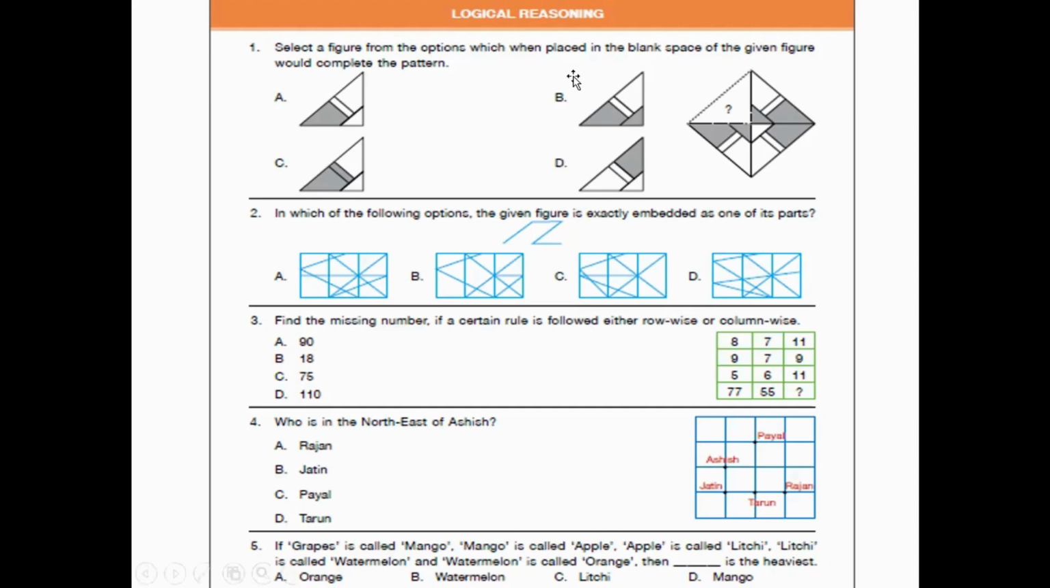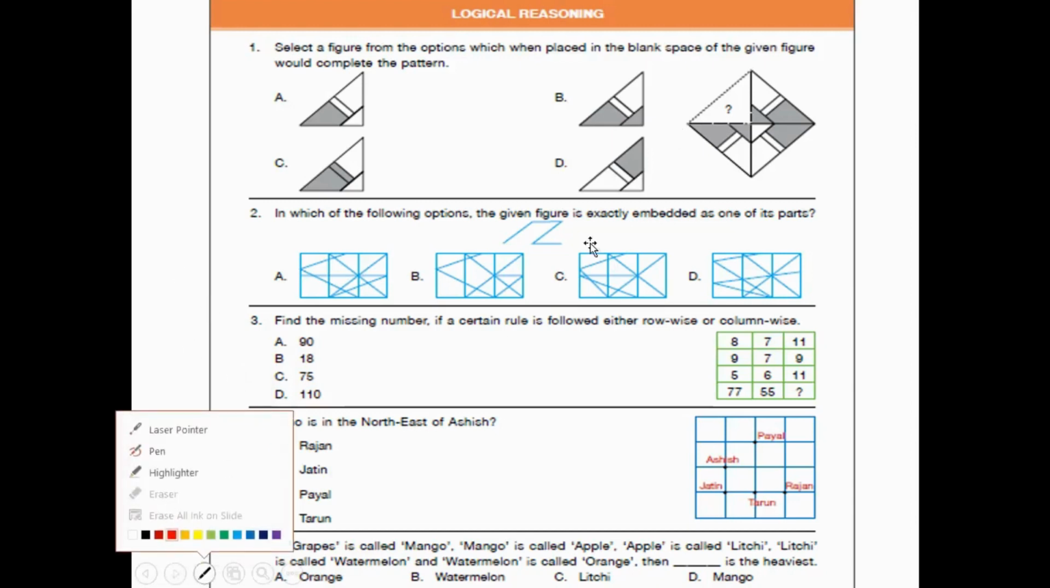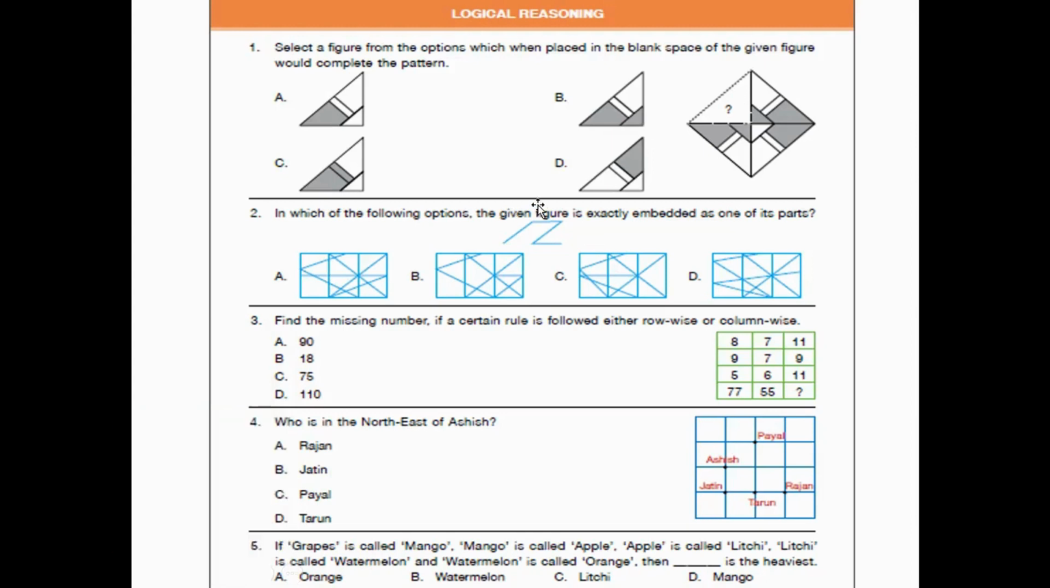The first question of logical reasoning says, select a figure from the options which when placed in the blank space in the given figure would complete the pattern, right? So here we can see the picture. What should the pattern be? Here should be a line, right? This line should be unshaded, so that this is similar to this part, right?